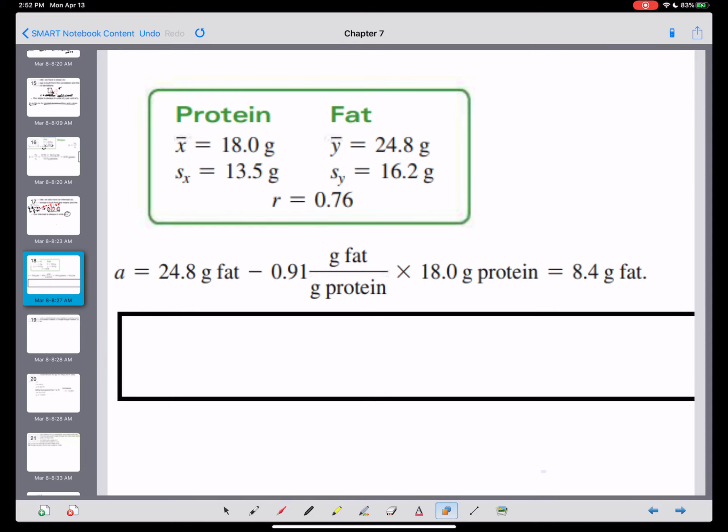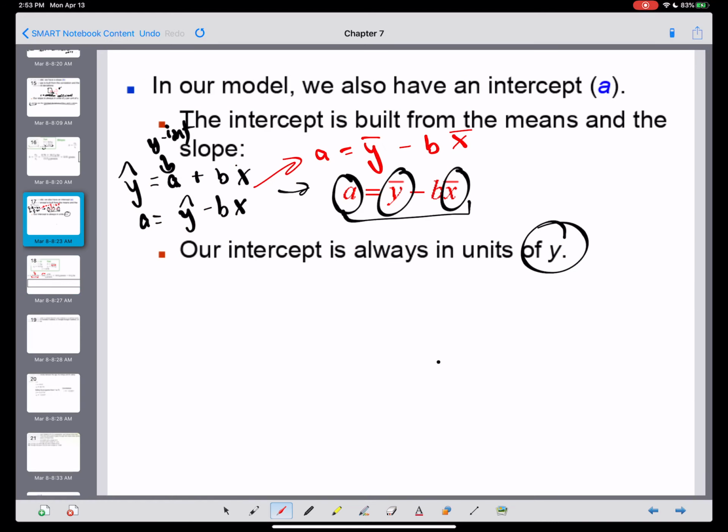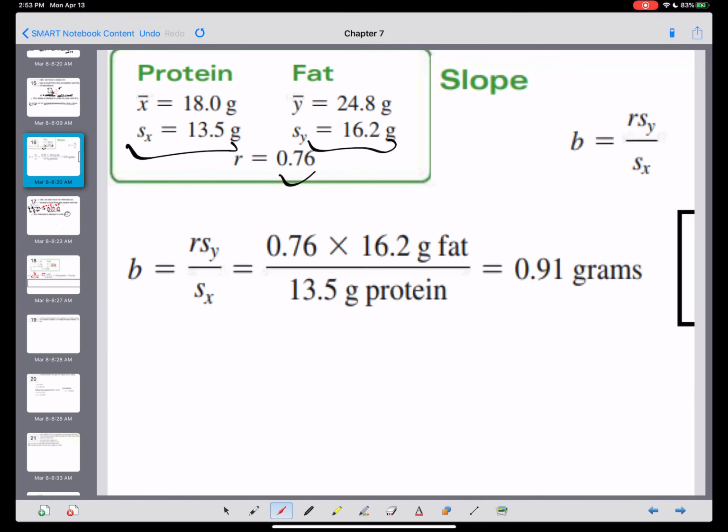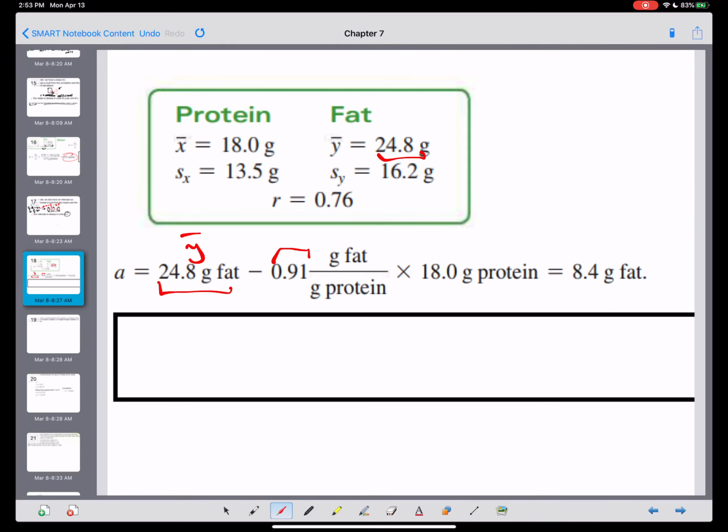So we have that right there. We already did this, 8.4 kind of. What I'm doing is finding my y-intercept. If you guys noticed right here, 24.8 is my y, average for y. 0.91 is the slope, and that's the slope that we got from this last example up here where we found out that the slope was 0.91, so I'm just making a substitution. So that's b times 18, which is x bar, right? And I'm just multiplying through. And yeah, I'm going to get 8.4 grams of fat from there.